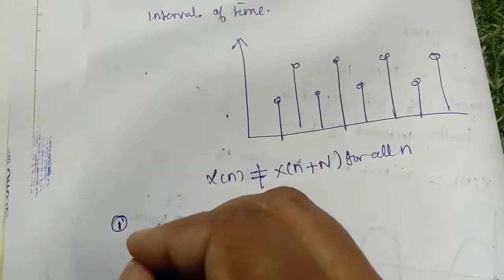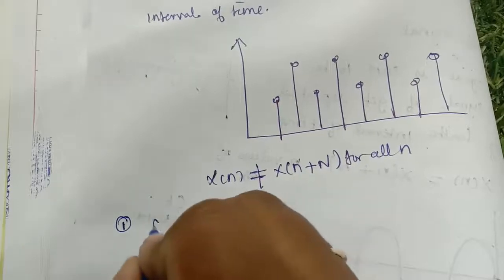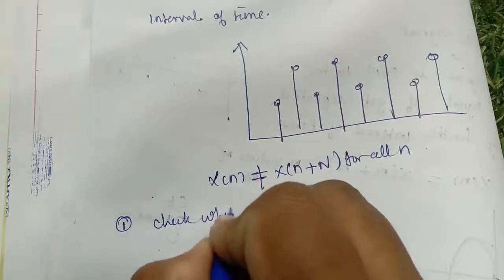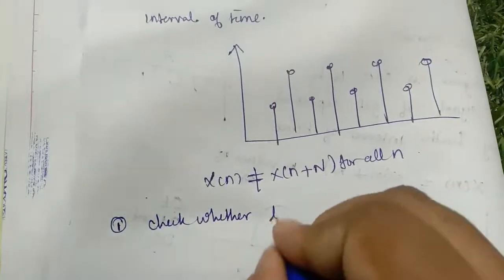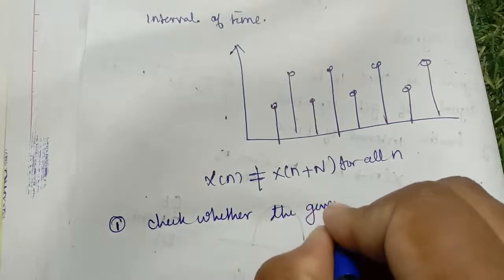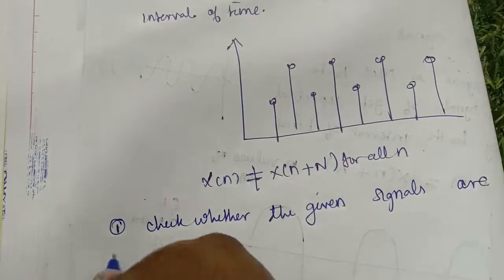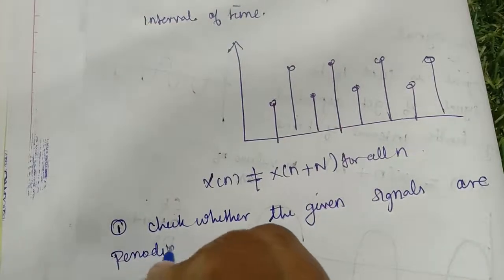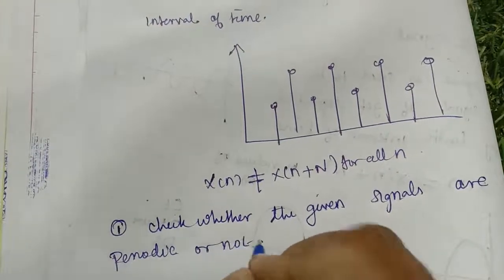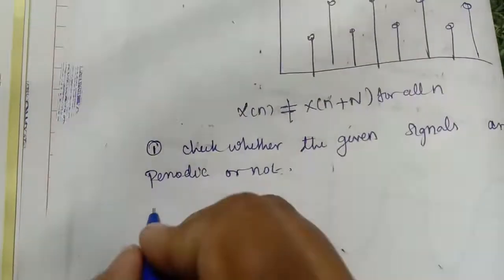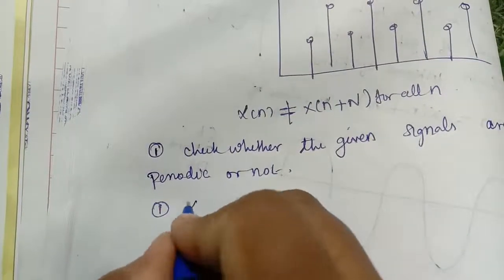So the first question is, check whether the given signals are periodic or not. We are going to take a simple problem, and I'm going to give you some explanation about the problem. Okay, x of n.